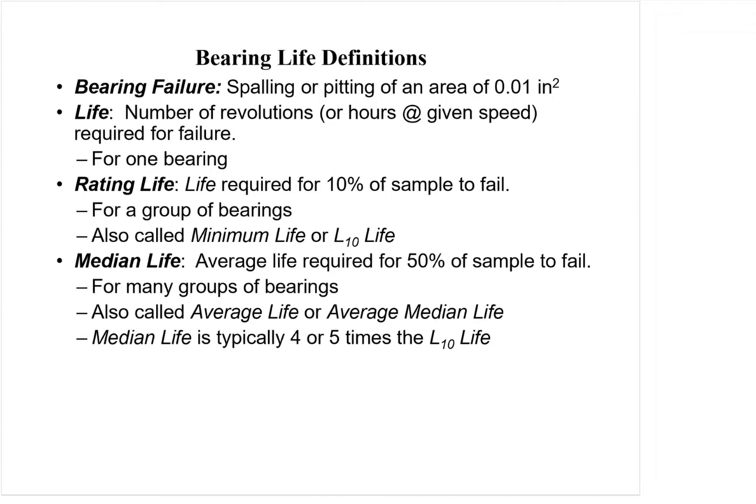Okay, bearing life definitions. Definition of a bearing failure: a pitting of an area of 0.01 inch squared. When that pit occurs, it's called a spall. And this goes back to chapter 3, Hertzian contact.